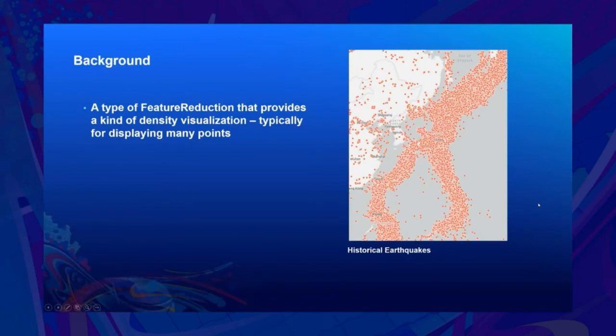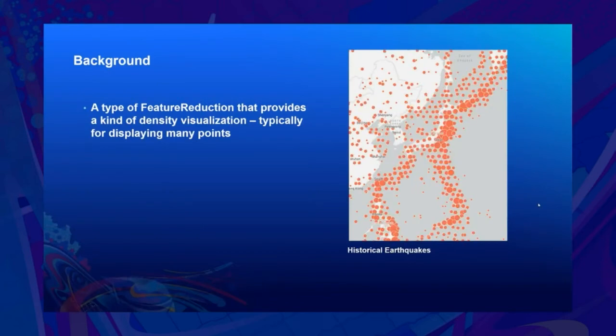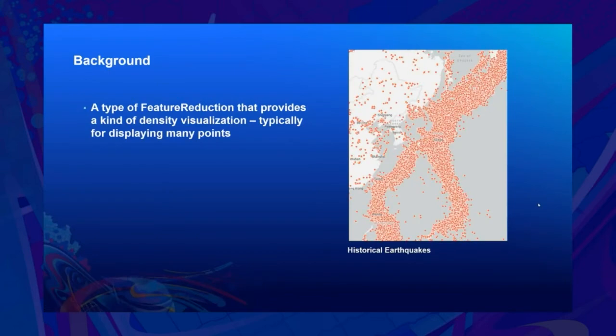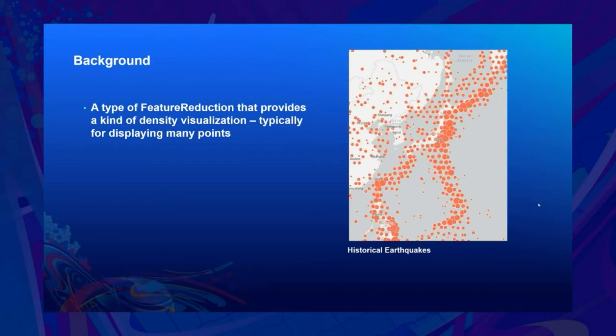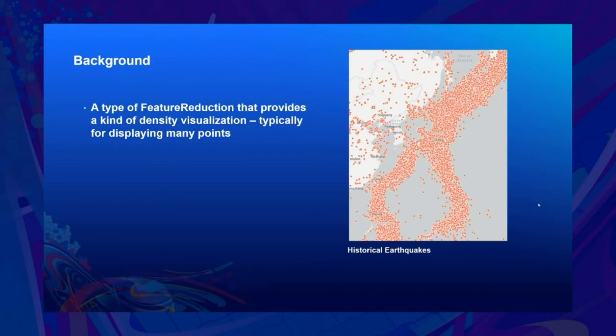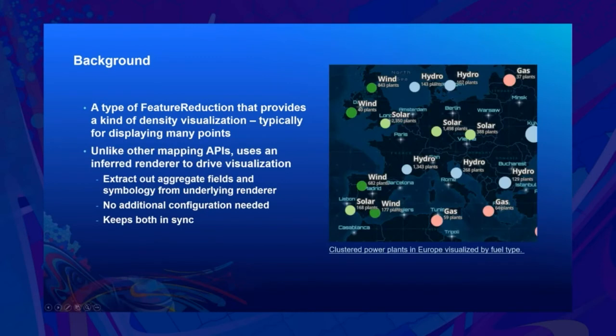So to start us off, what is clustering? Well, clustering is a type of feature reduction that provides a kind of density visualization, typically for displaying many points on the screen at any given point in time. A key thing to note about our API versus other mapping APIs is that our API uses an inferred renderer to drive the visualization. That means that when a user enables clustering for a given layer, we go in and extract out the aggregate fields and symbology from the underlying renderer type. The nice thing about this is there's no additional configuration needed, and it helps to keep both in sync.